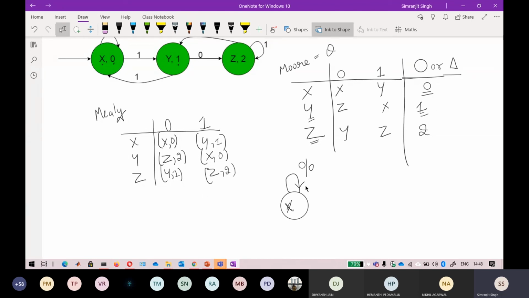You just have to place the output symbol in a different column. Keep that in mind. Okay, so now just see this X, and on 1 it is going towards Y and it is outputting 1. On Y it is going towards Z on getting input of 0, and it is outputting 2 here. In the same way, on Y it is going towards X, and it is outputting 0. So 1 0.